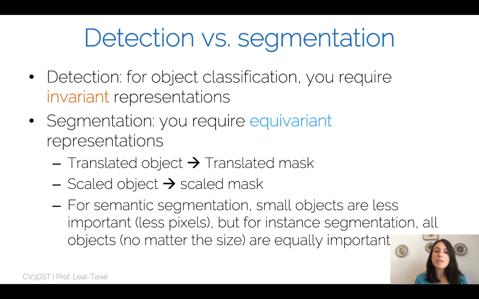Let's look now at the segmentation problem. The segmentation problem is slightly different. For every translated object, I need a translated mask. And for every scaled object, I need a scaled mask. Therefore, I'm going to require equivariant representations. Also, for semantic segmentation, the small objects are less important because they have fewer pixels and therefore they count less in the loss function. But for instance segmentation, all objects, no matter the size, are equally important, same as for object detection. So I'm going to need slightly different representations. I'm going to need to make more changes to Faster R-CNN in order to have an equivariant network instead of a network that gives me invariant representations.